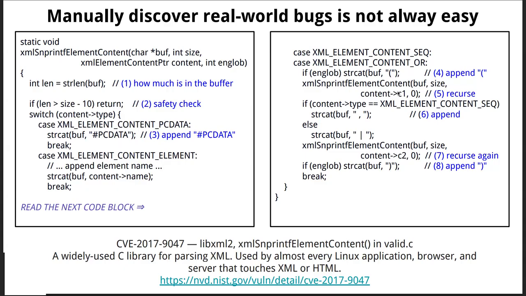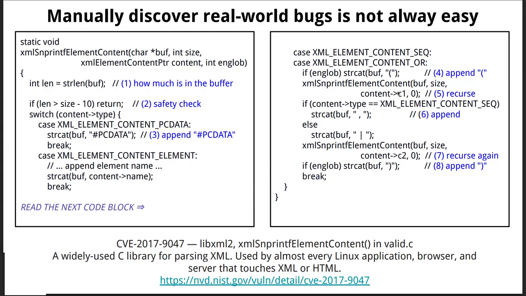And most importantly, there is a recursive function call. In the case of XML element content all, there is a recursive call of this function again. And after that recursive call returns, we're going to append another 3 bytes here. Can anyone see some vulnerability here? Not that obvious, right?